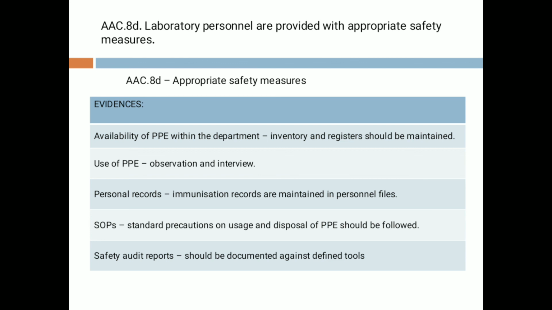Objective element AAC 8D speaks about the appropriate safety measures. Evidences: availability of PPE within the department, inventory and register should be maintained. Use of PPE, observation and interview. Personal records: immunization records are maintained in personal file. SOPs. Standard precaution on usage and disposal of PPE should be followed. Safety audit report should be documented against defined tools.